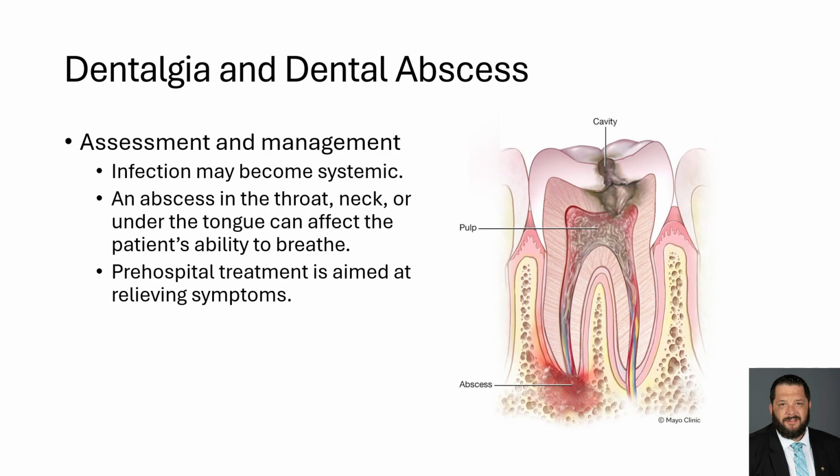Assessment and management. If the infection becomes systemic, the patient can be at risk for septicemia, which is certainly a life-threatening emergency. And an abscess in the throat or the neck can affect a patient's ability to breathe. And so pre-hospital treatment is going to be aimed largely at symptom relief, but if it has gone untreated and there is airway compromise, then we certainly would need to manage that airway accordingly.